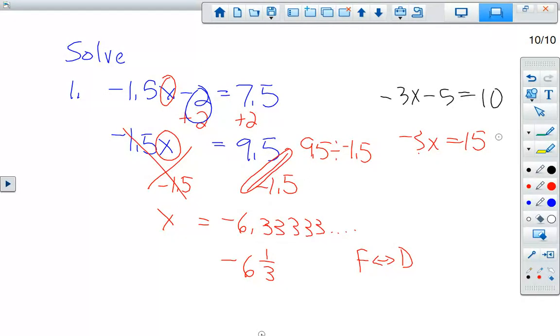Do you have a calculator at home? Do you have one like this? Maybe use this. All right, now sometimes they say they want it as a fraction. They don't want it as a decimal.